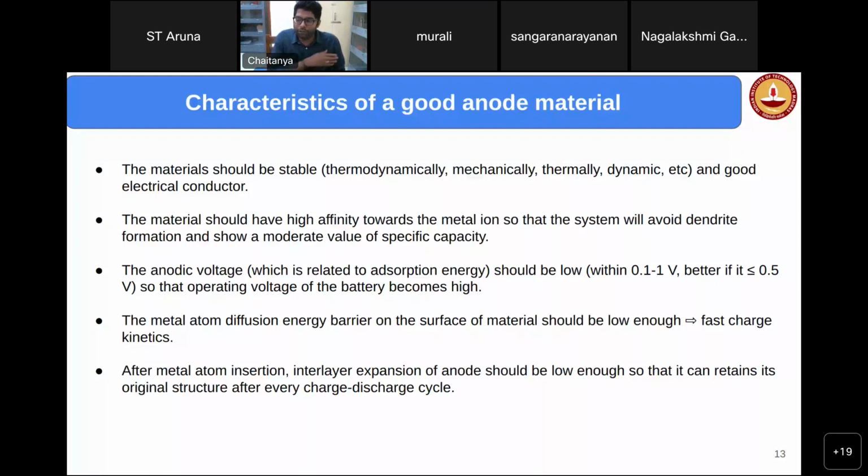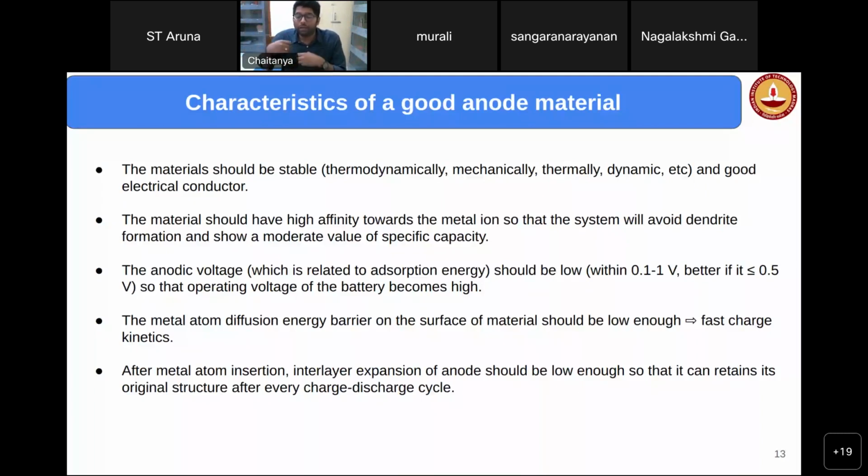Similarly, during the discharge or the charging, as we said, we are trying to push the lithium atoms from the cathode material to the anode material, and there these metal ions have to go and sit on various sites of the anode material. And when you are trying to discharge, all of these metal atoms that are on the anode surface have to come back to the cathode surface.